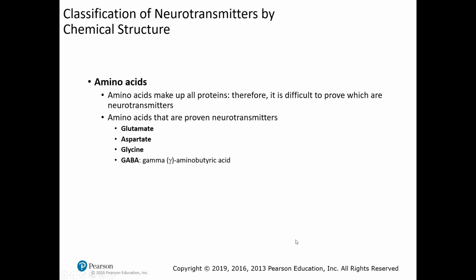So now, other amino acids may be used as neurotransmitters, but we can't always tell that, because proteins that are neurotransmitters are made up of amino acids. However, we know that there are four distinct neurotransmitters that are amino acids: glutamate, aspartate, glycine, and what's known as GABA. Those four function as neurotransmitters. We know that glutamate is an excitatory neurotransmitter and that GABA is an inhibitory neurotransmitter.